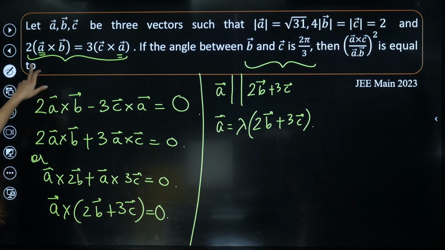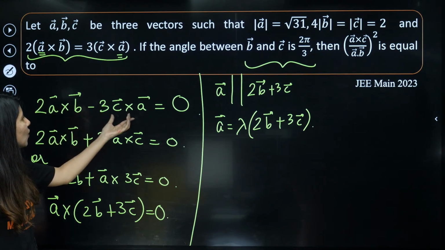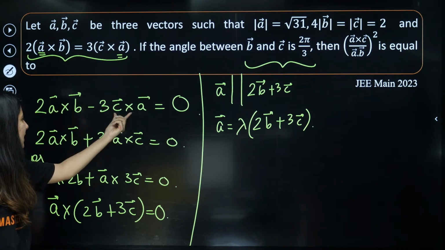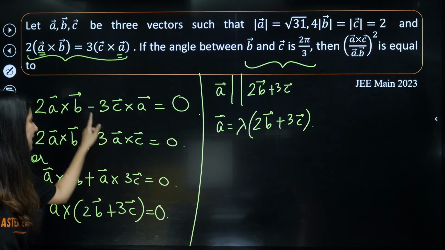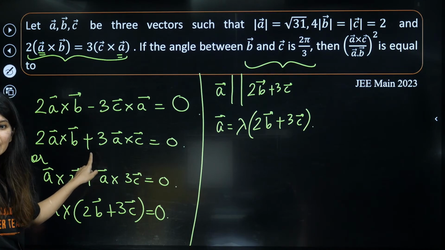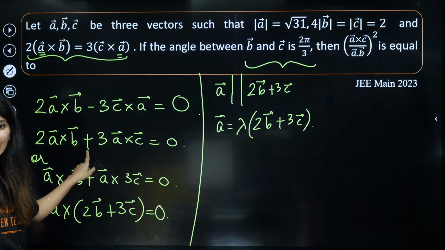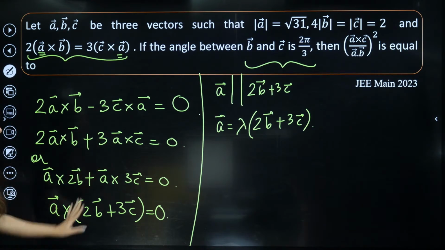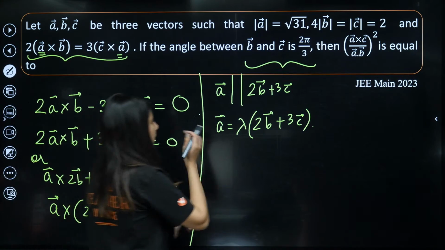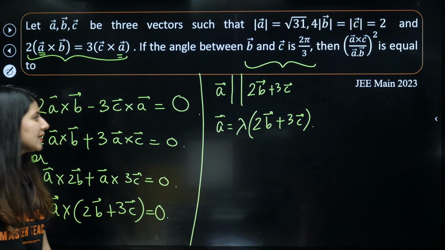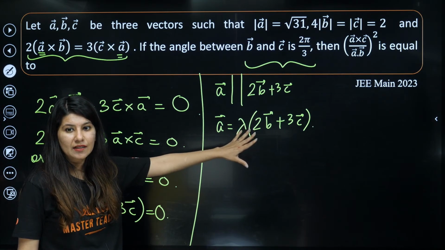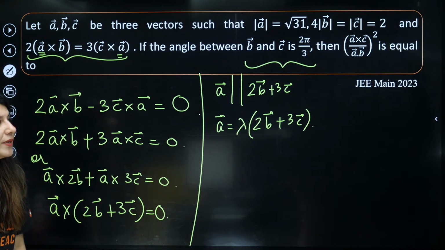Why is the first step wrong? 2A cross B minus 3C cross A is 0. Okay? And C cross A we have written as A cross C and we have changed the sign. Right, Vijay Lakshmi? This is absolutely right. I don't think there is any problem. Now A vector is lambda times 2B plus 3C vector. Now what to do about this? Till here everybody will reach, I guess. Yeah, there is a property, Vijay Lakshmi.